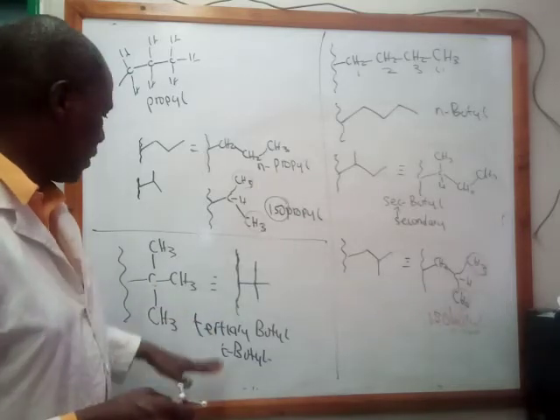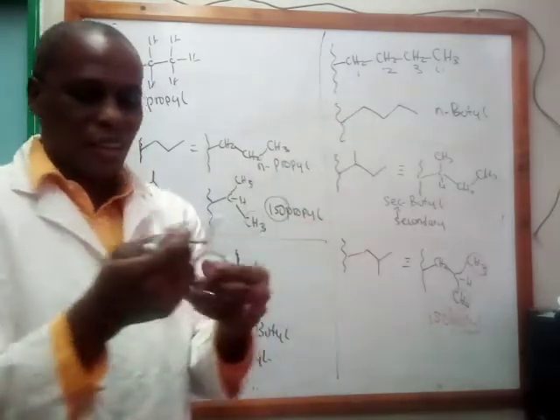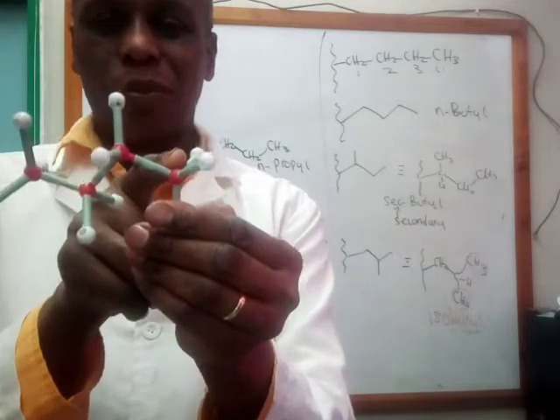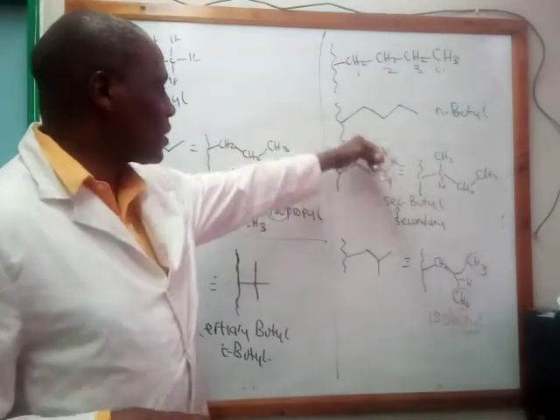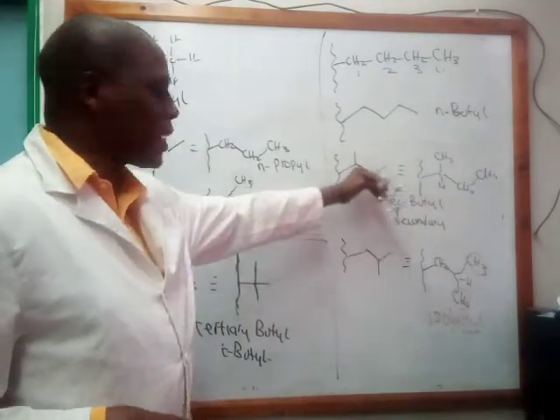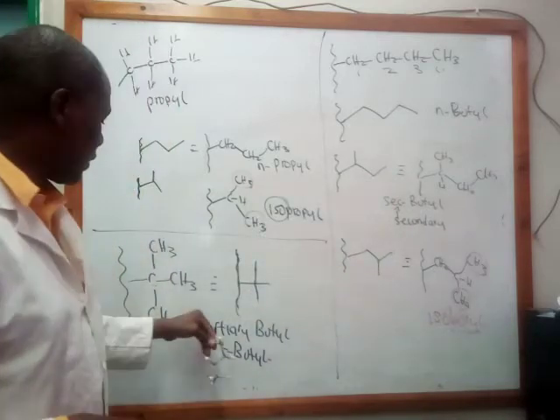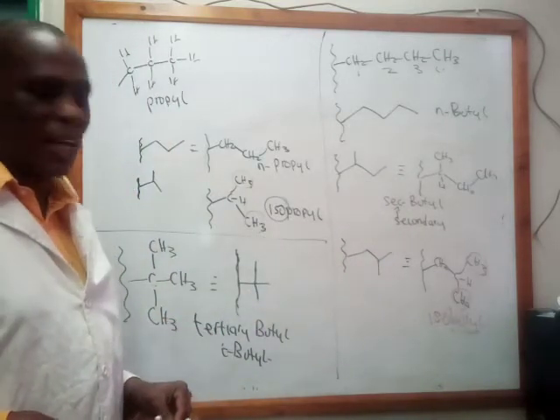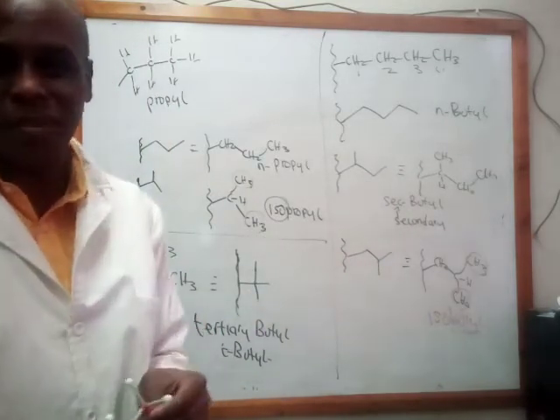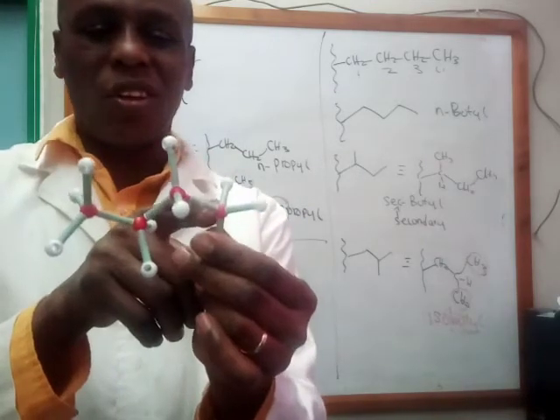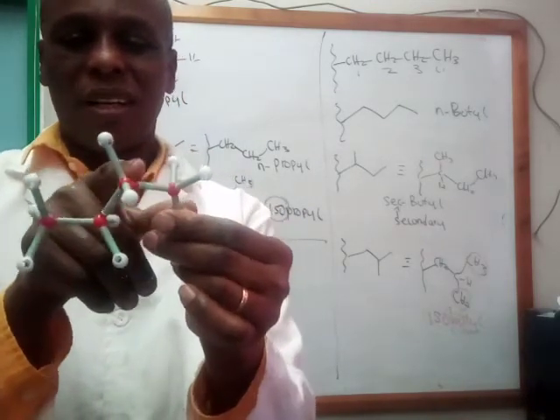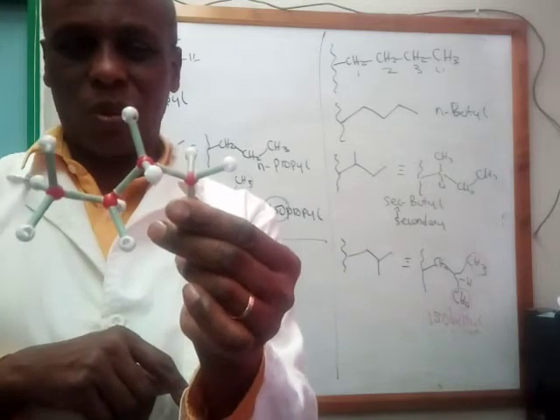Can you remember that? Primary, if it has two hydrogen atoms. Secondary, if it has one hydrogen atom. Tertiary, if it has no hydrogen atoms. So this is your normal butyl substituent.